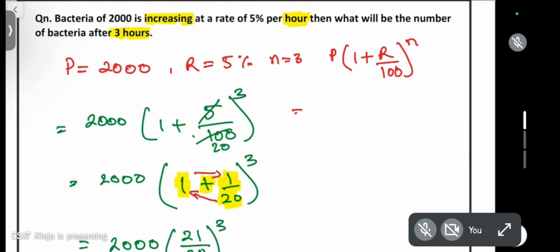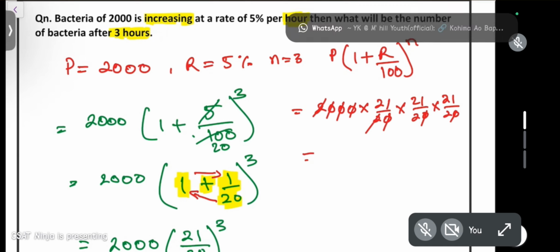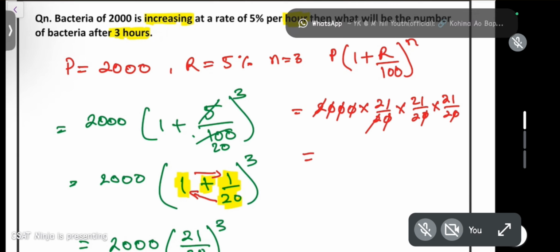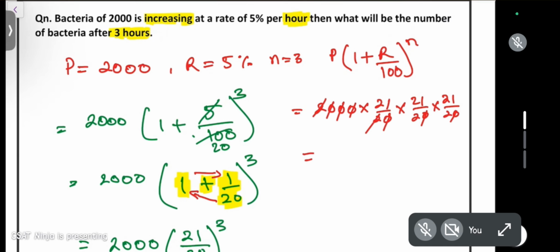We have 21 by 20 as the first term, 21 by 20 as the second, and 21 by 20 as the third. So now the 0s will get cancelled, another 0s will get cancelled, and 2 and 2 will get cancelled, which means what do I have? 21 into 21 into 21 divided by 4.